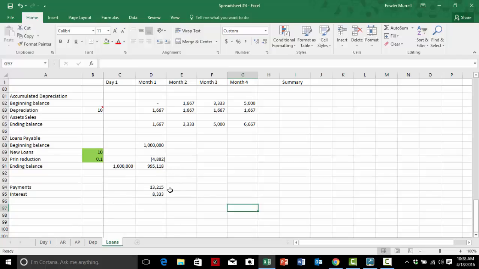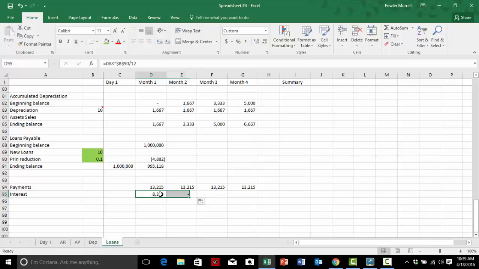Now, we need to extend this lower table out so that we can have something for the upper table to look at. The payment is going to be the same each and every month, and the easiest way to affect that is to just link this. Okay, and then you can drag this over the remaining 4 months. $13,215 each month.